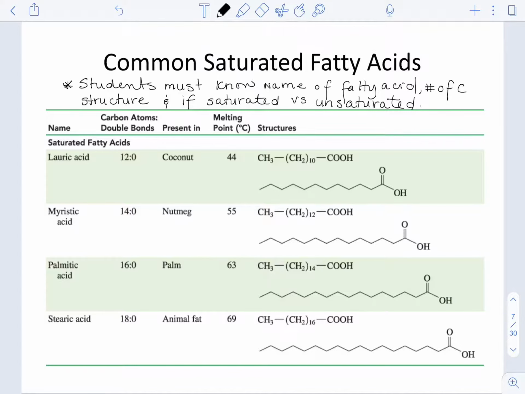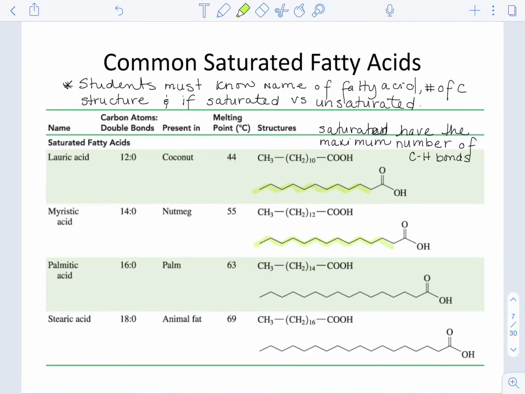As you can see, this is your list of saturated fatty acids. The reason we know these fatty acids to be saturated is because saturated fatty acids have the maximum number of carbon-hydrogen bonds that a carbon atom can hold. Here we have all carbon-hydrogens in any of these. The four examples that you are responsible for knowing are lauric acid, myristic acid, palmitic acid, and stearic acid.